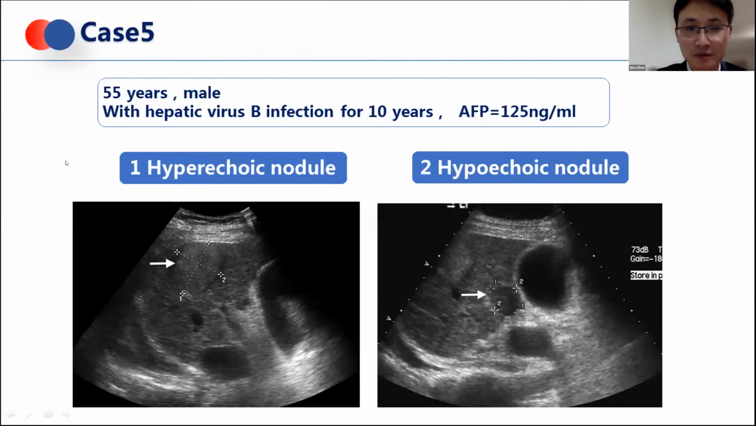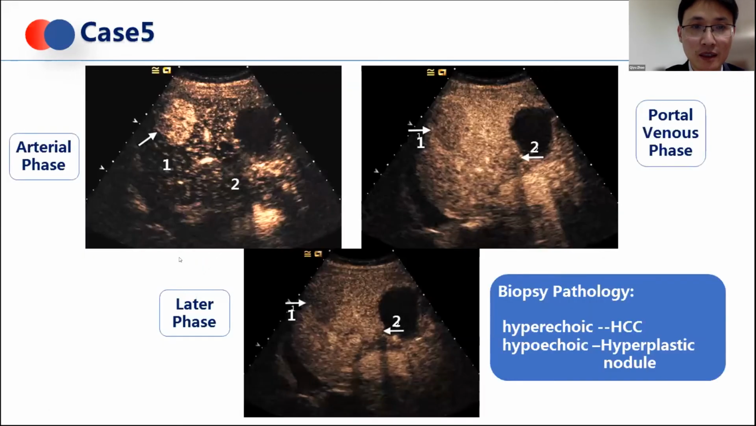And case 5 is a 55-year-old male with hepatitis B for more than 10 years, and the tumor marker ALP is increased. And we found two nodules. The first is a hyperechoic nodule, the big one, and the second is a hypoechoic nodule, a smaller one near the gallbladder. And we want to know which one is the HCC, because the tumor marker is indicated.